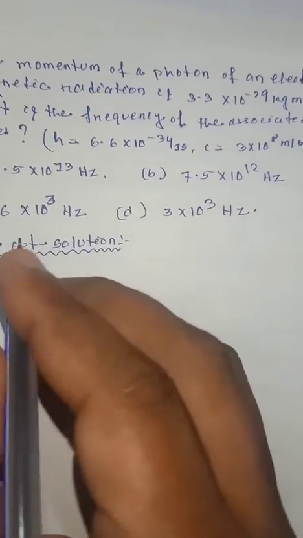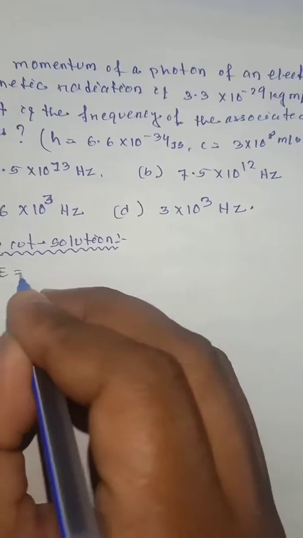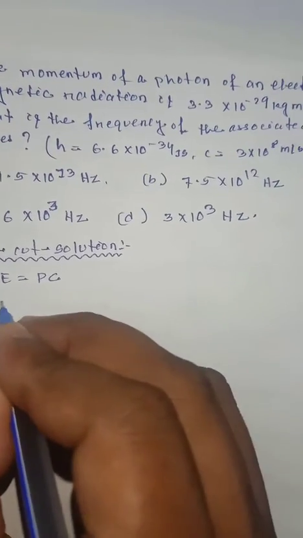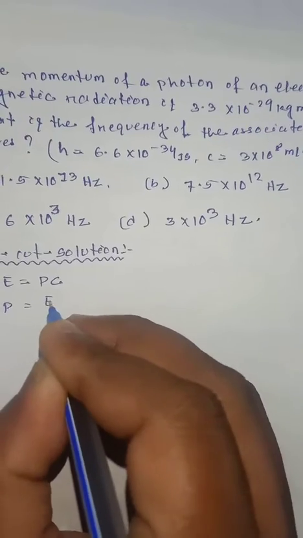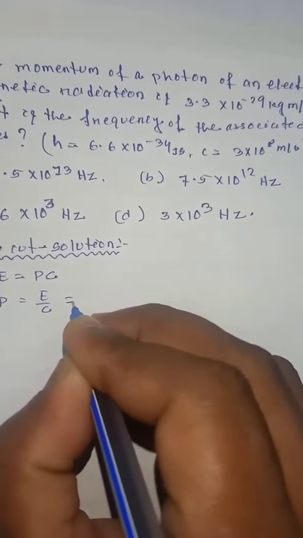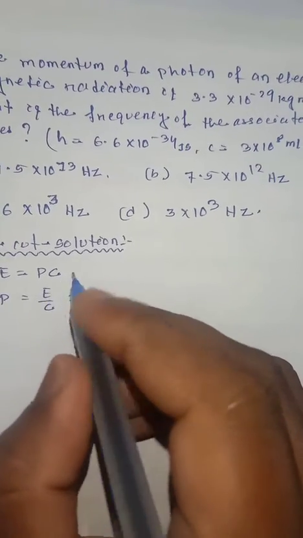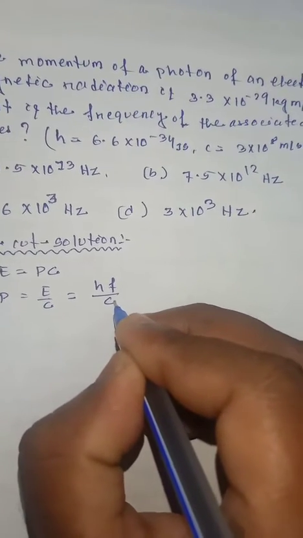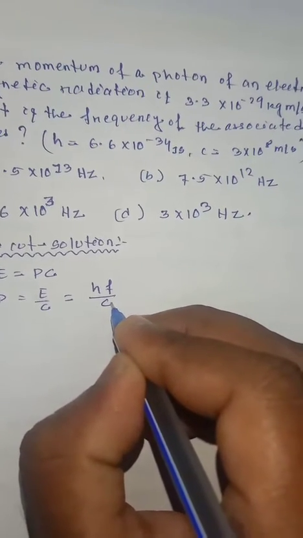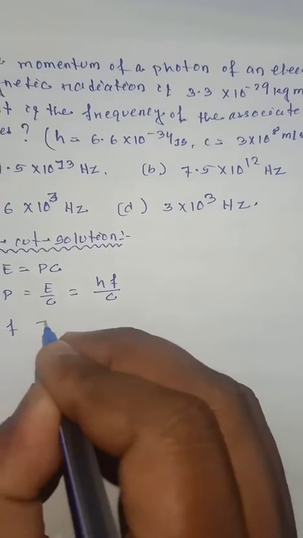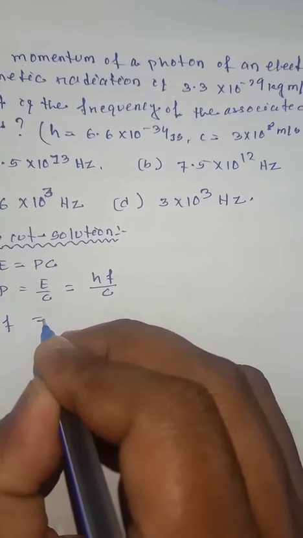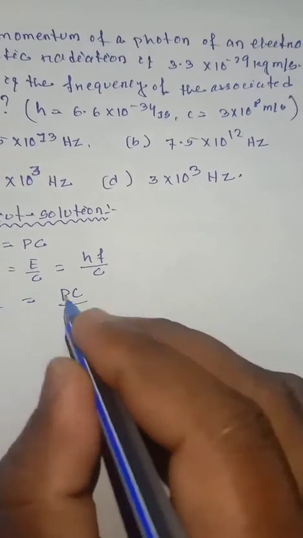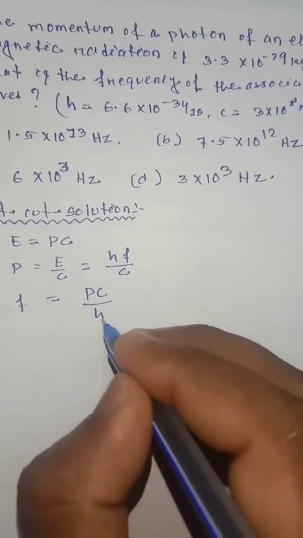Okay, but we know that the energy of a photon is equal to Pc. Then P is equal to E by C. So E is equal to, according to the energy of a photon, hf, so P is hf by c. Here f is equal to Pc by h. Okay, f is equal to Pc by h.